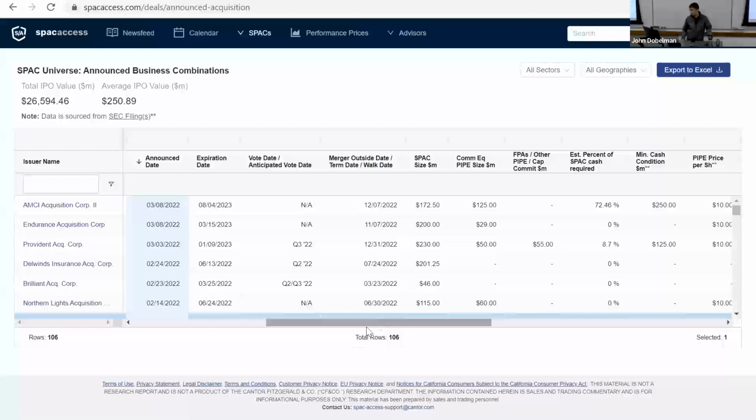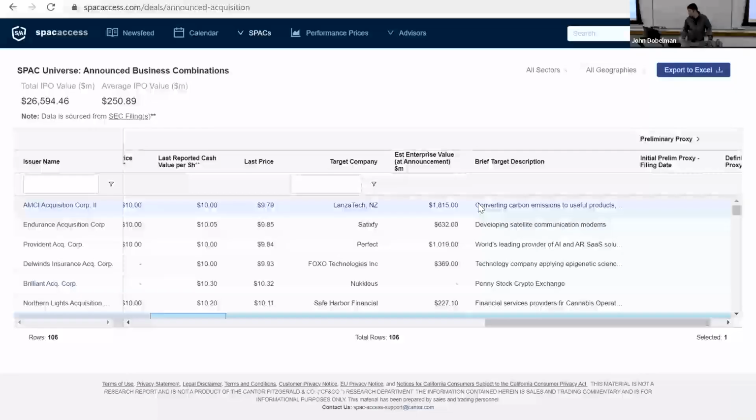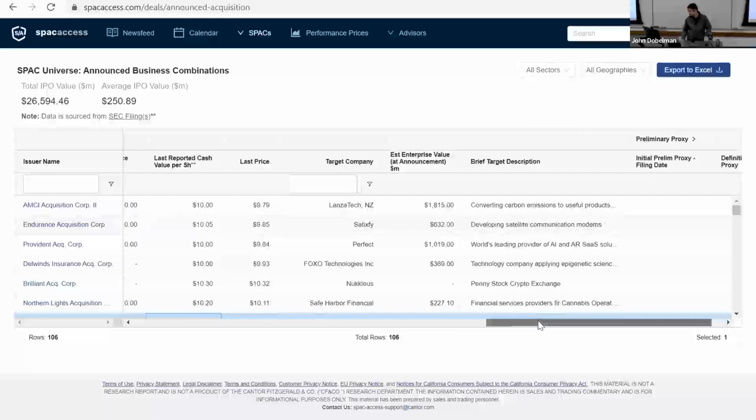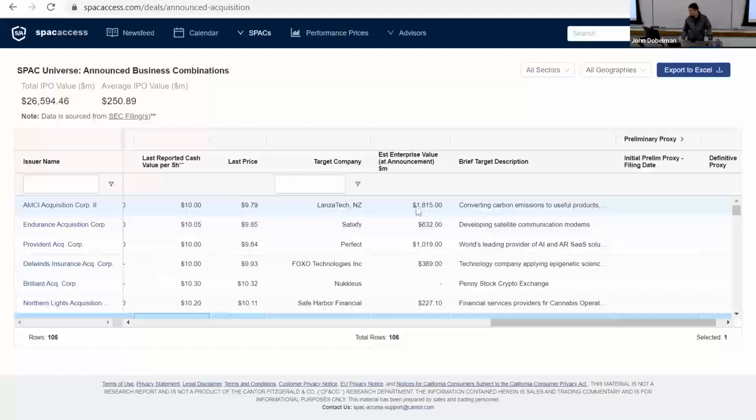That's very important. Also very important is to read messages from your broker. The broker can send you a message twice to remind you that you want to redeem your shares before a certain date, when the final decision is made. And you can see it's a carbon emission company. These days, green tech and some of those things are very popular. You can see the enterprise value is 1.8 billion, which is high to me.